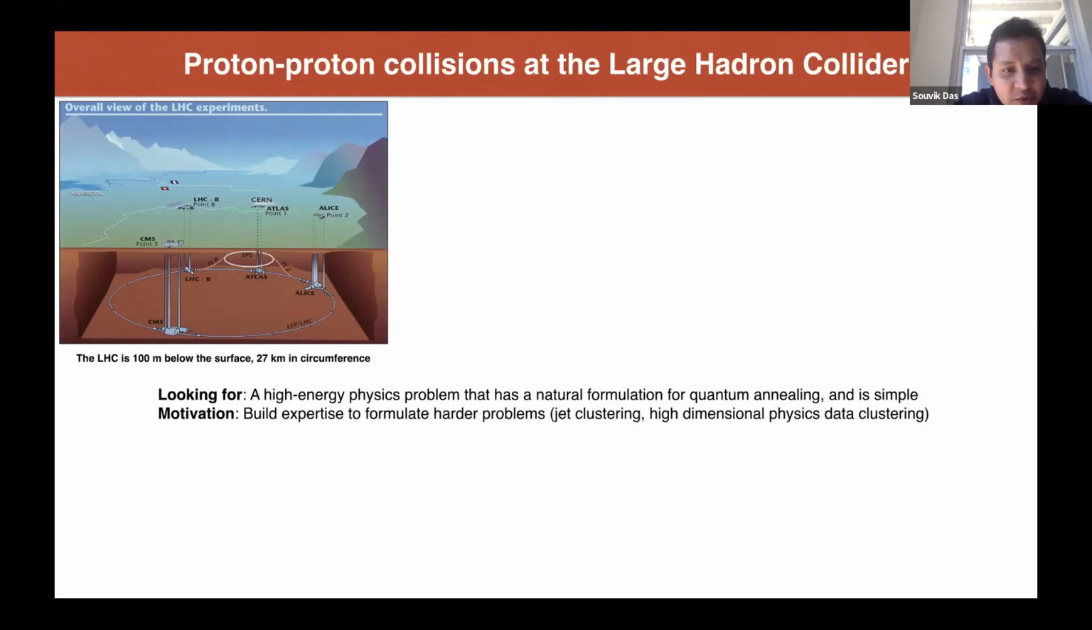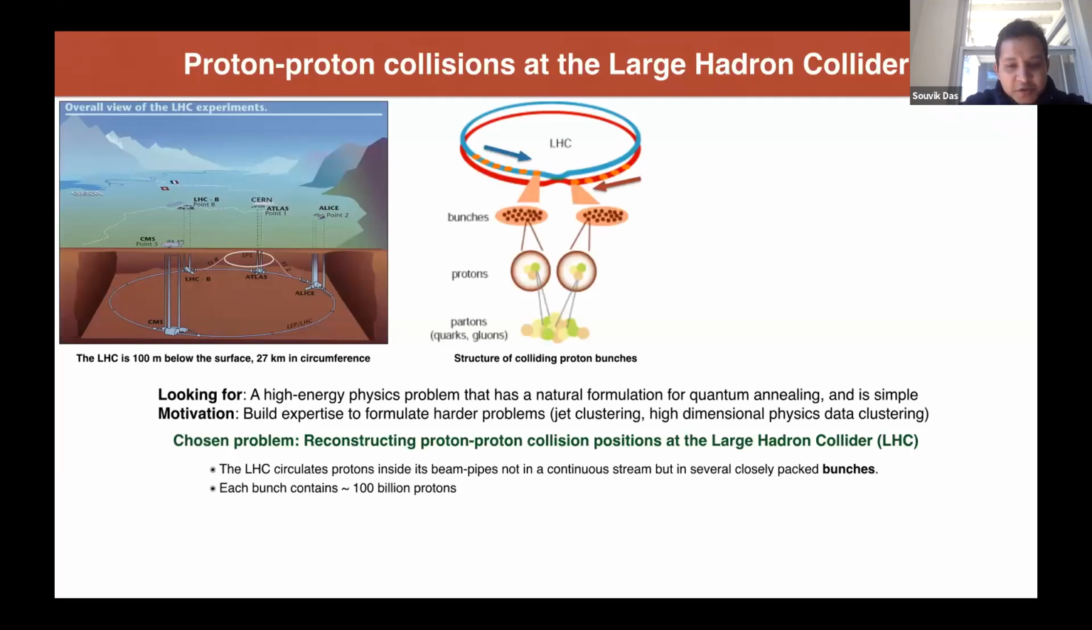Well, I was looking for a problem in high energy physics that has a natural formulation for quantum annealing and is simple. The general motivation was to build expertise to formulate harder and more relevant problems like jet clustering or even high dimensional physics data clustering. Clustering is a sort of unsupervised learning, right? You can look across your data space to see if there's any cluster of data that you previously did not look at. So we tried to find the simplest possible problem.